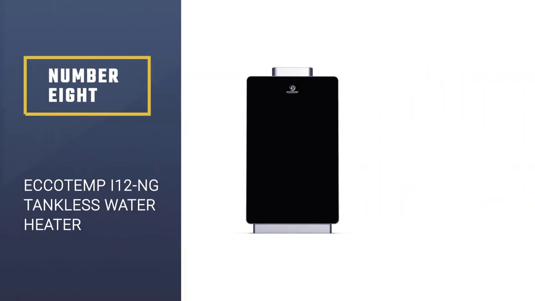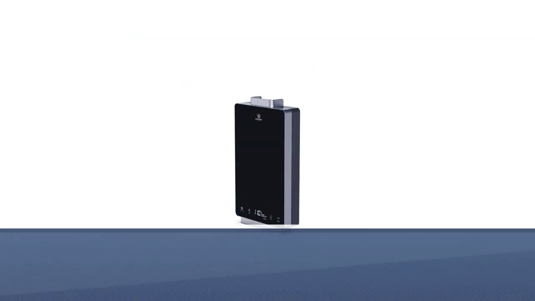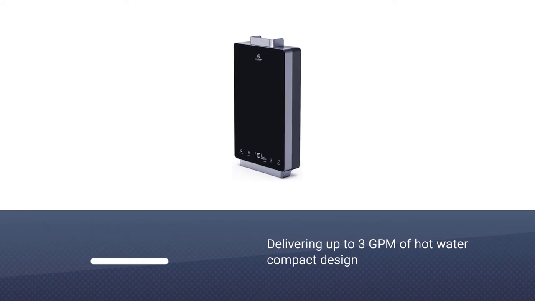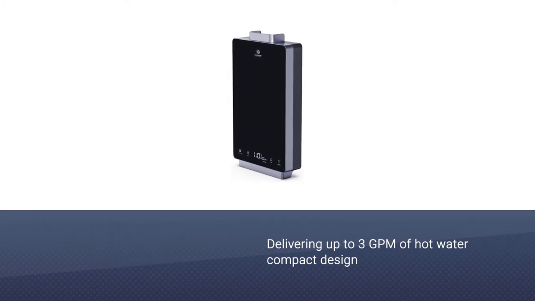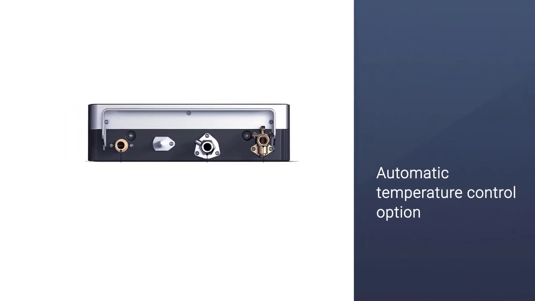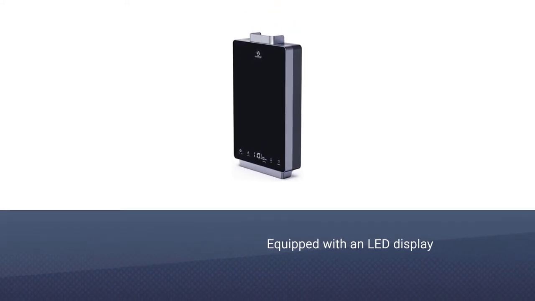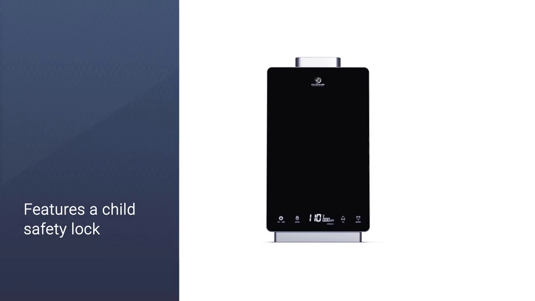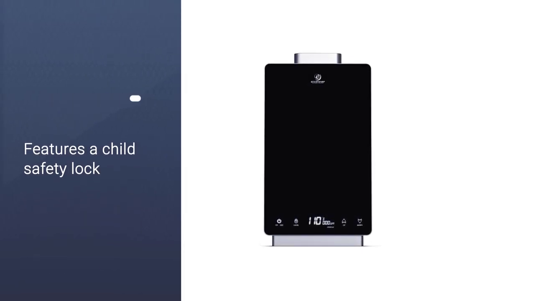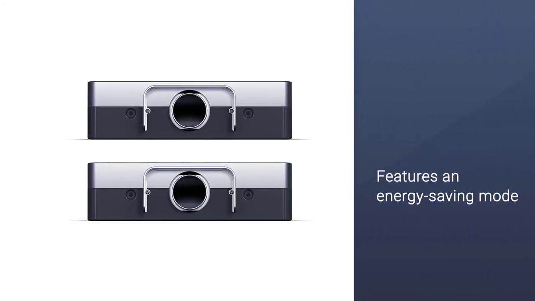Number 8. EcoTemp i12NG Tankless Water Heater. It is capable of delivering up to 3 GPM of hot water in ideal situations. Its compact design allows you to store it in more places, and the automatic temperature control allows you to set it and forget it. All settings are easily viewable via the LED display. You can plug it into a standard electrical outlet, and it features an energy-saving mode as well as a child safety lock to prevent accidental tampering.